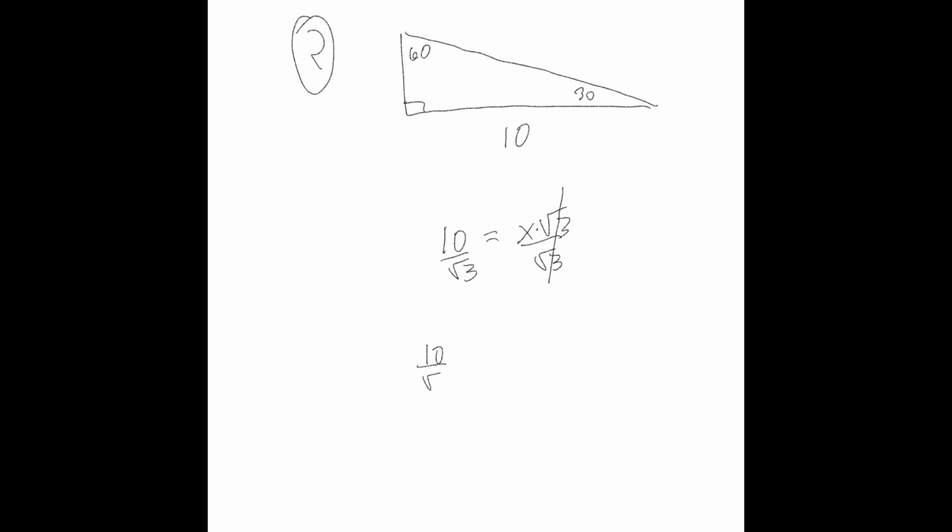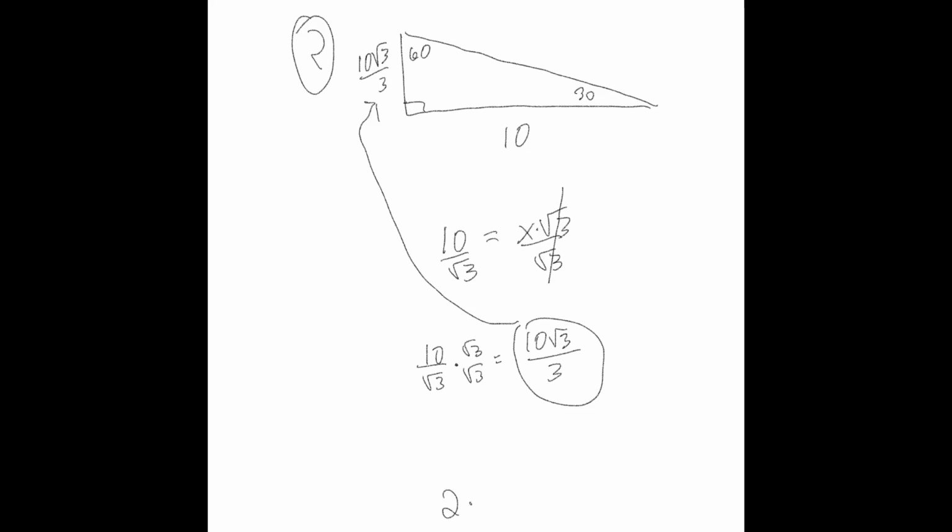So 10 over root 3 times root 3 over root 3. That's 10 root 3 over 3. This is my short side, x. Okay, so that goes here. And my hypotenuse is double my short side. So 2 times 10 root 3 over 3. So my hypotenuse is 20 root 3 over 3.